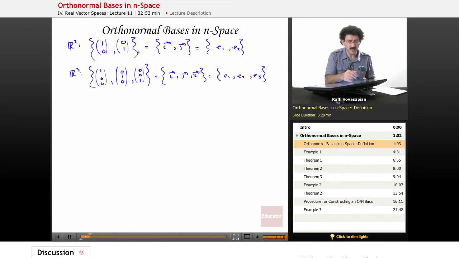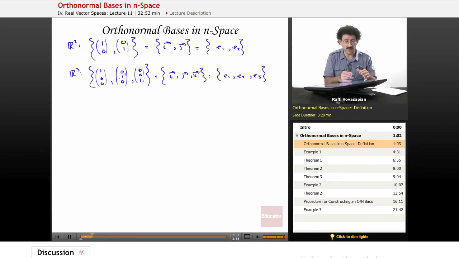Now, what's interesting about these particular bases, notice, let's just deal with R3. Vector 1 and vector 2 are orthogonal, meaning their dot product is 0, perpendicular. 1 and 3 are orthogonal, 2 and 3 are orthogonal. Not only that, they're not just mutually orthogonal, but each of these has a length of 1. So that's what we call orthonormal: the vectors are mutually orthogonal and they have a length of 1.